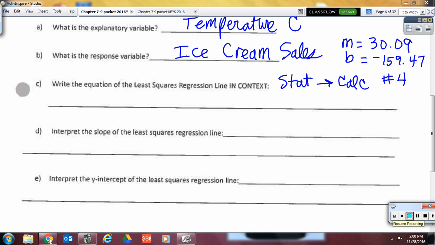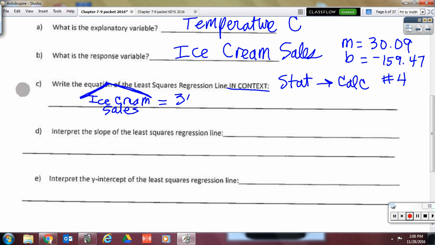I want you to write the equation of the least squares regression line in context. Our y variable was ice cream sales, so we are going to write ice cream sales. And here's the other thing. You have to put the prediction hat on there or it is wrong, because the equation of the line predicts what happens. It is not what actually happens. It's an important idea. This line predicts what's happening. It's not the reality. And so then we can put our slope, 30.09, and then our x variable, the temperature in degrees Celsius, and then minus 159.47.